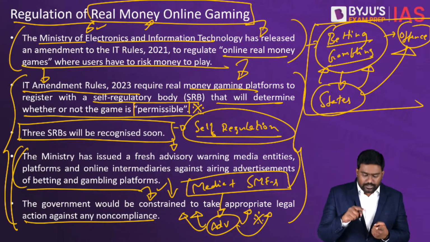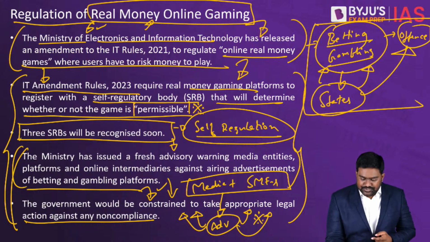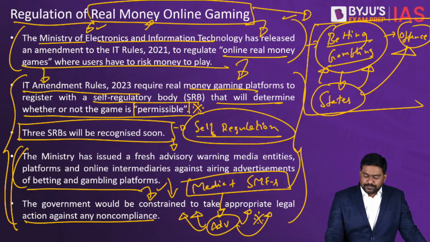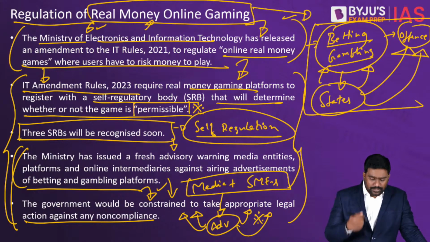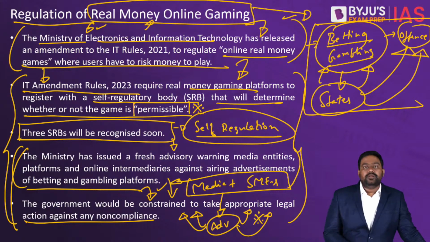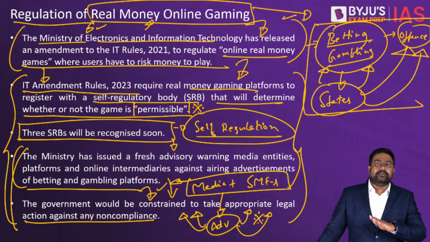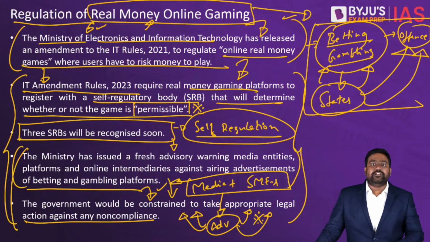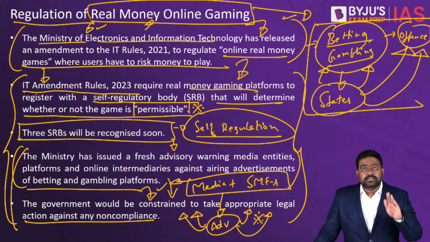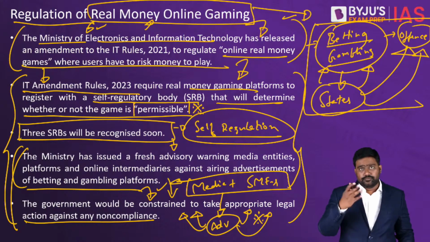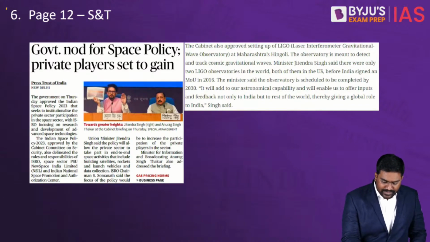Self-regulation is being promoted for the real money online gaming industry. Those who don't get permission will be treated as betting and gambling applications, against whom state governments can take action. And media outlets, be it newspapers, television, radio, or internet-based media platforms, should not carry advertisements of these applications. These are the changes that have been brought out, and it could be very relevant for your prelims and of course for your mains as well.